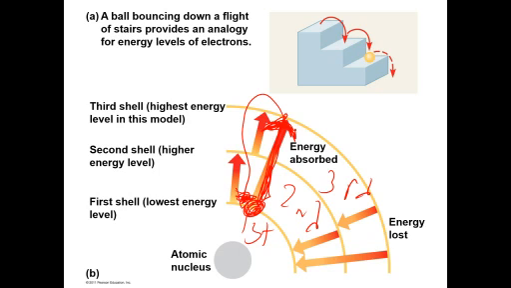For instance, when you see a firefly at night, you're seeing a chemical reaction take place. Electrons are excited, and then they fall back down to ground state.